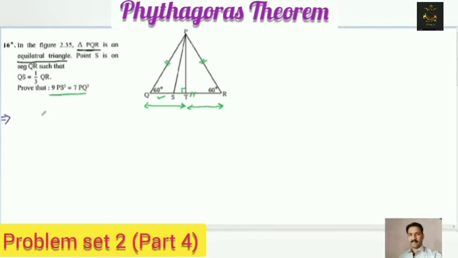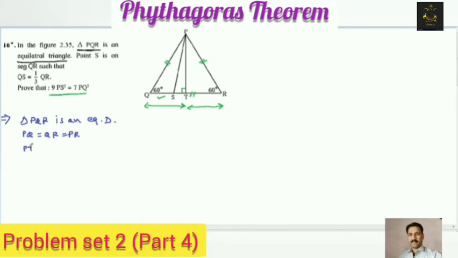Look friends, first I'll draw an equilateral triangle, which means all sides are the same. We'll write first: triangle PQR is an equilateral triangle. Means what? PQ, QR and PR, these three are the same. With the same time, see here, what we know, everything we will write first.